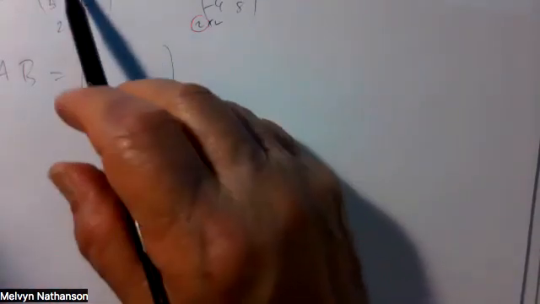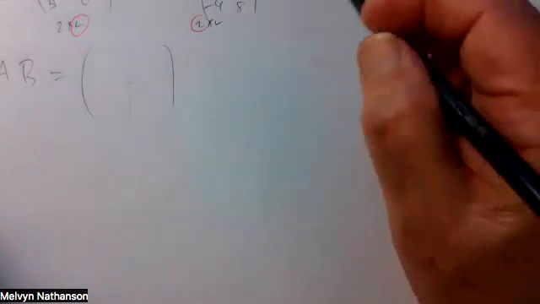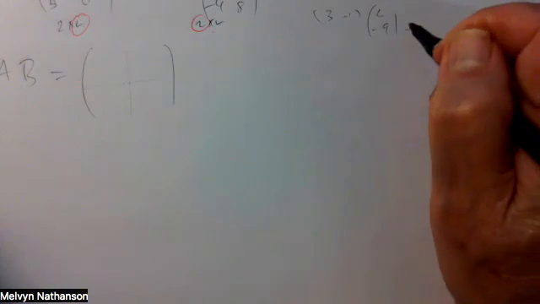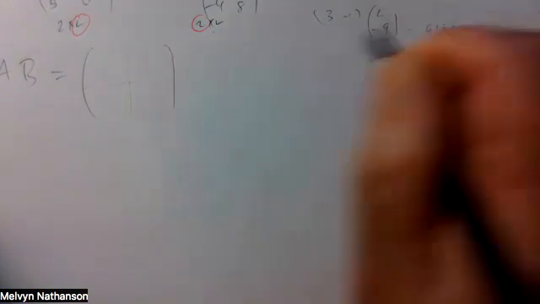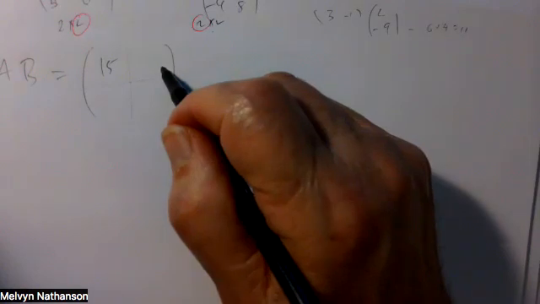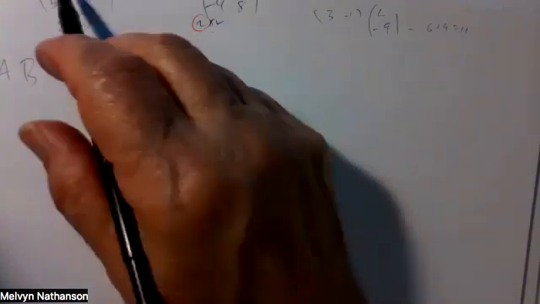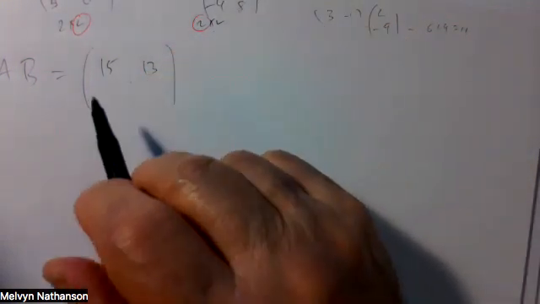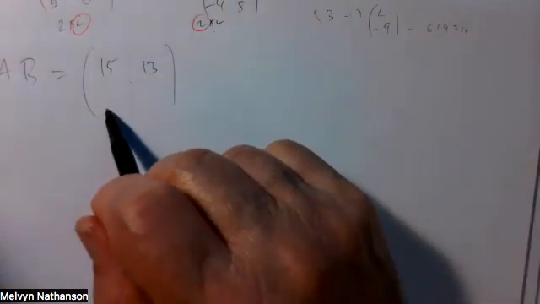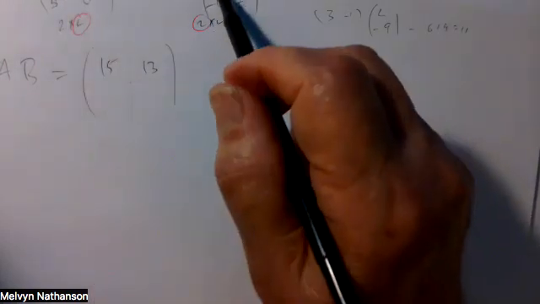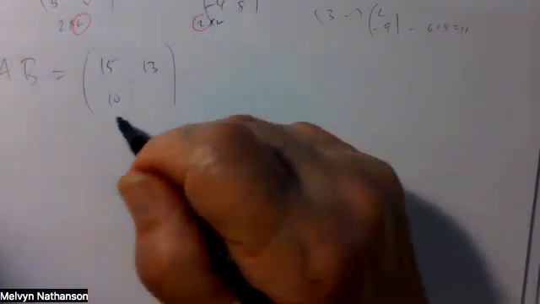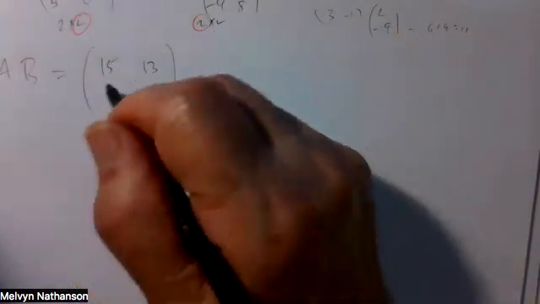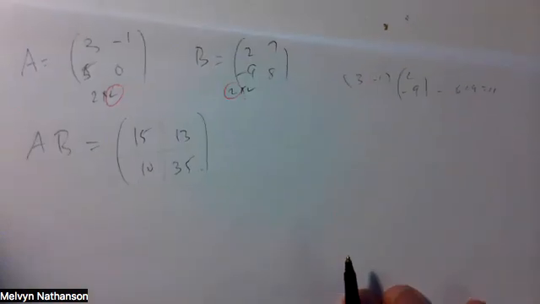First row, first column. Take the first row into the first column. 3, minus 1, 2, minus 9. That's 6 plus 9, that's 15. First row, second column. 21 minus 8 is 13. Second row, first column. 5, 0 into this is 10. Second row, second column, this times this is 35. So this is the matrix AB.